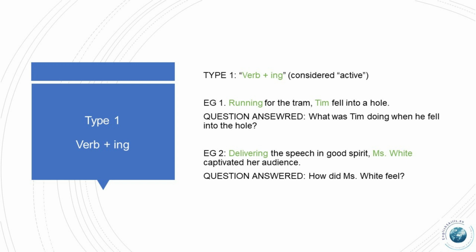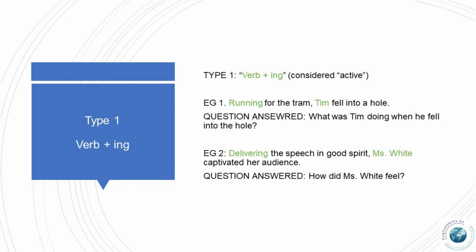Type 1, verb plus ing, is considered active. Example, running for the tram, comma. Notice the punctuation. After an introductory modifying clause, in this case a verb plus ing, we must have a comma, and then after that comma, the subject of the idea from that first clause, which in this case is who was running for the tram. Running for the tram, Tim fell into a hole. What's the question that's answered? What was Tim doing when he fell in the hole?